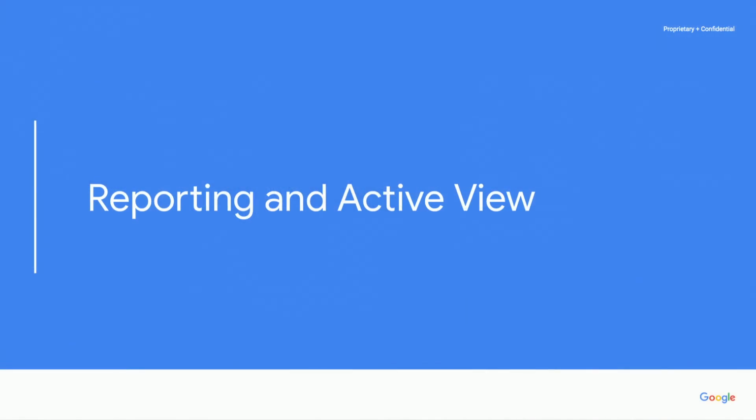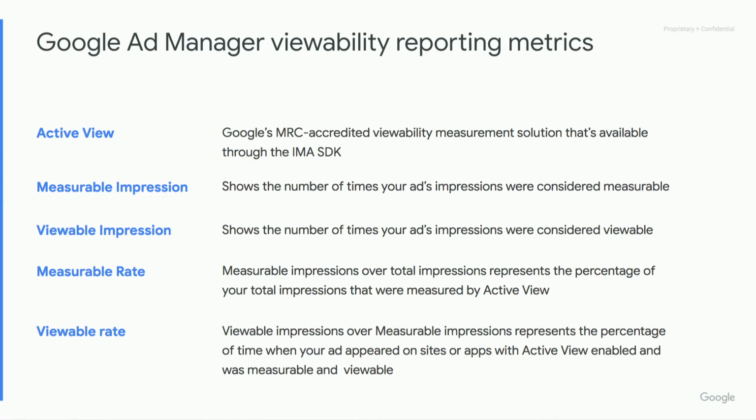So now that we've gone through best practices, let's talk a little bit about how to actually report on viewability in your Ad Manager account. In Ad Manager, you'll use Active View metrics to measure your viewability performance. If you're interested in understanding important Active View reporting metrics, please visit our Google Ad Manager Help Center and search for Active View reporting. That will give you more information about Active View, measurable impressions, viewable impressions, measurable rates, viewable rates, and the differences between all of those definitions.